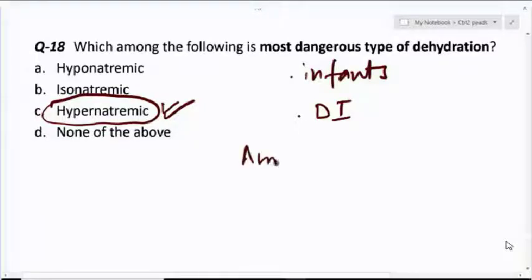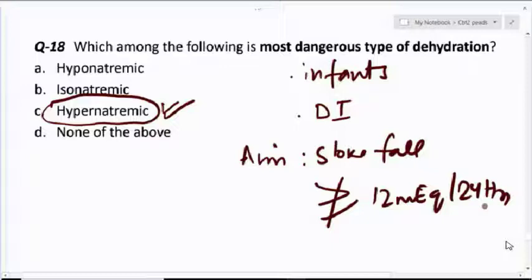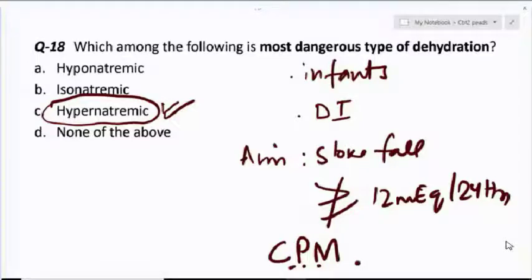Our aim in the therapy is a slow fall of sodium. It should not be more than 12 milliequivalents in a day, or 0.5 milliequivalent per hour, because otherwise you can get central pontine myelinolysis. We are trying to prevent central pontine myelinolysis because these patients are already hyperosmolar. They have so many osmoles in the brain, and these osmoles are protecting their brain against brain cell shrinkage. Now suddenly if you reduce the sodium, they can get central pontine myelinolysis.